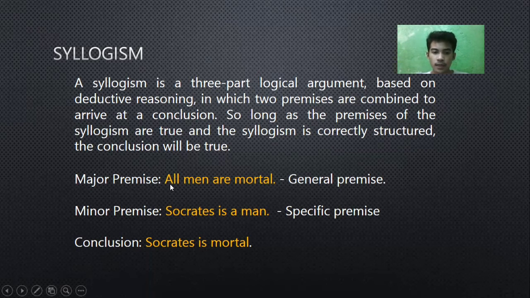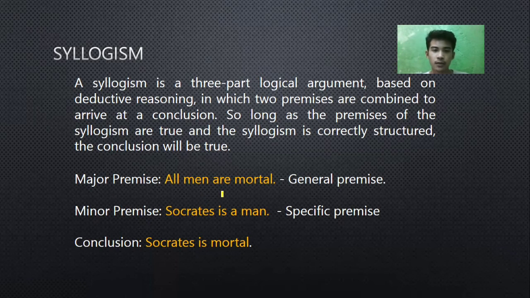The major premise here is, all men are mortal. The major premise, also called the general premise, is the universal premise. And the minor premise, Socrates is a man, is the specific premise. So the conclusion is, therefore, Socrates is mortal.